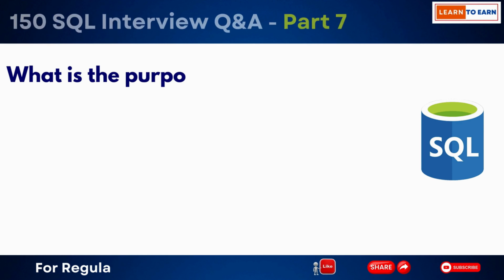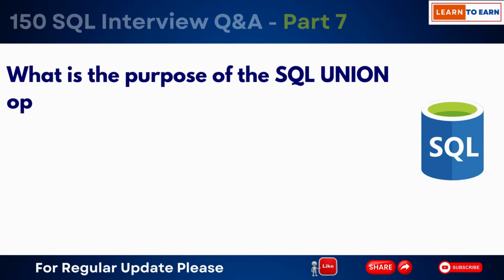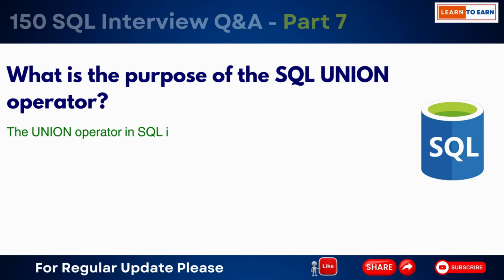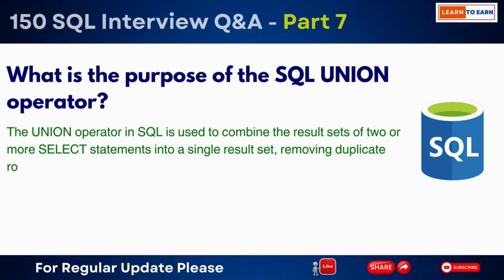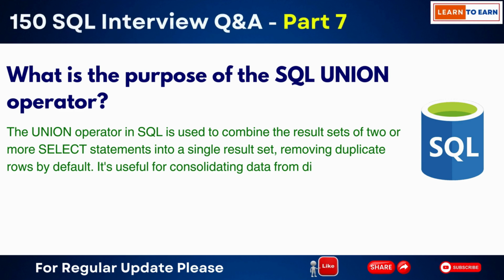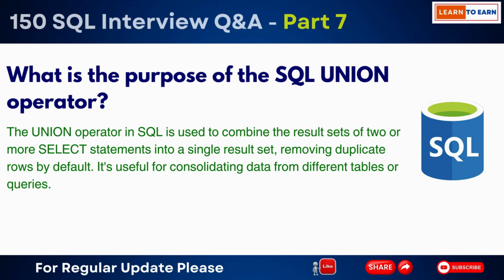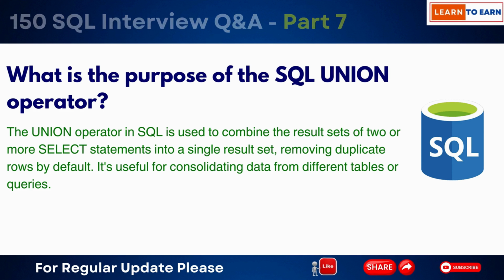What is the purpose of the SQL UNION operator? The UNION operator in SQL is used to combine the result sets of two or more SELECT statements into a single result set, removing duplicate rows by default. It's useful for consolidating data from different tables or queries.